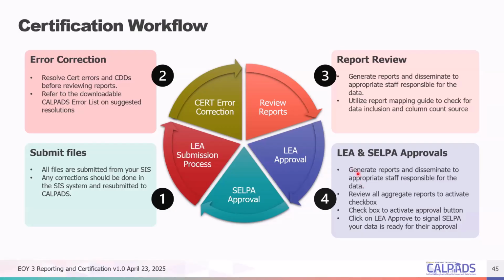Then once your district is LEA approved, that would signal the SELPA to also review your reports. Now, if SELPA requests you to make corrections, you can go ahead and submit all of the corrections or post corrections to CalPADS, and then make sure that the revised and certified version is accurate before reapproving. And then, of course, your SELPA will approve as well. So this here is basically a cycle.